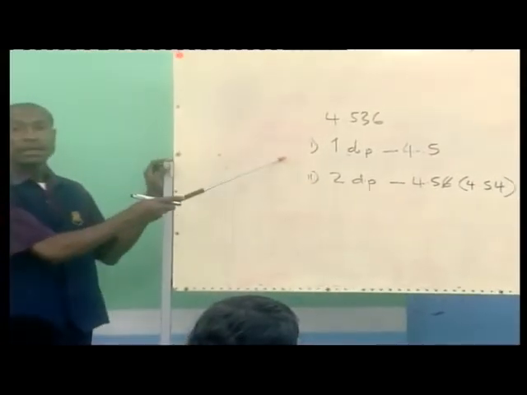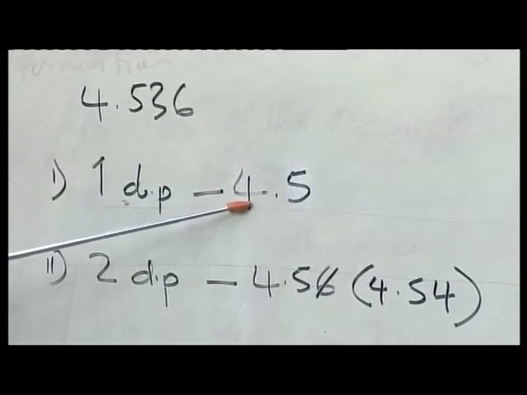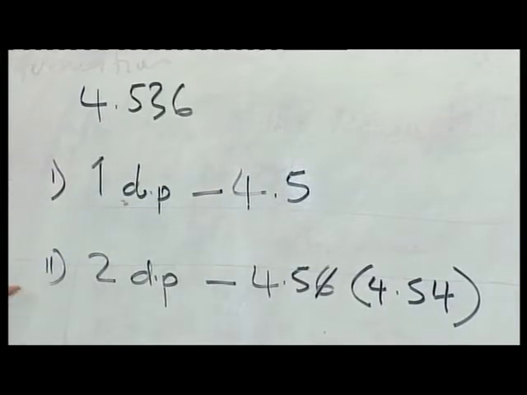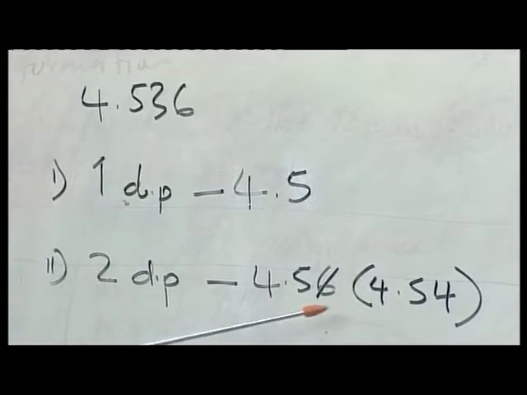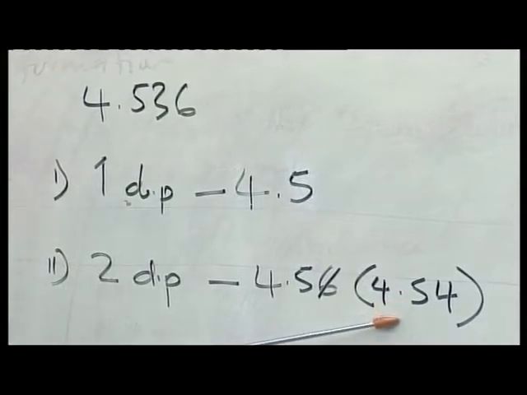So, class, the answers for the revision exercise: 4.536 to one decimal place is 4.5, and to two decimal places it is 4.54.